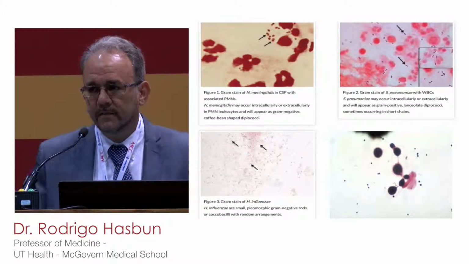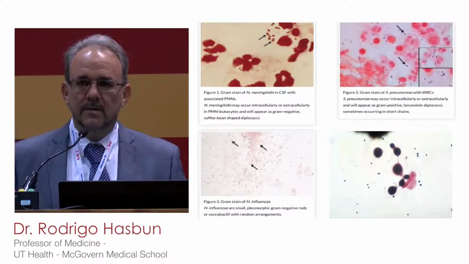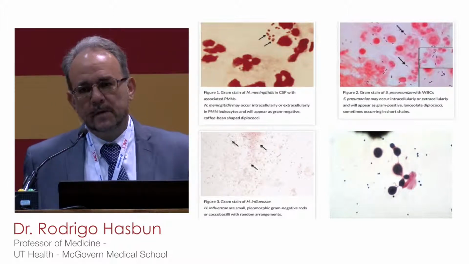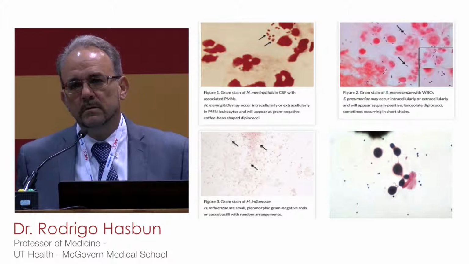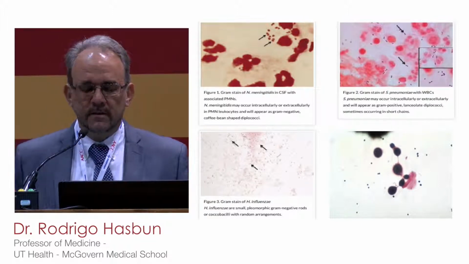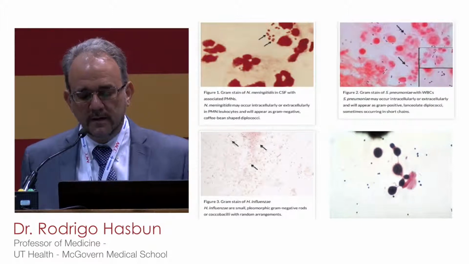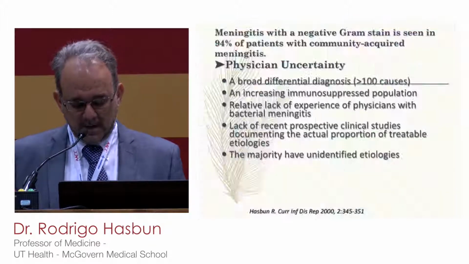So the first test that we always have is a gram stain, and if you have a positive gram stain, the dilemma is over. The patient has either bacterial meningitis or fungal cryptococcal meningitis. So here we have Neisseria meningitidis, strep pneumo, and H. flu, typical gram stains, and then we have cryptococcus.